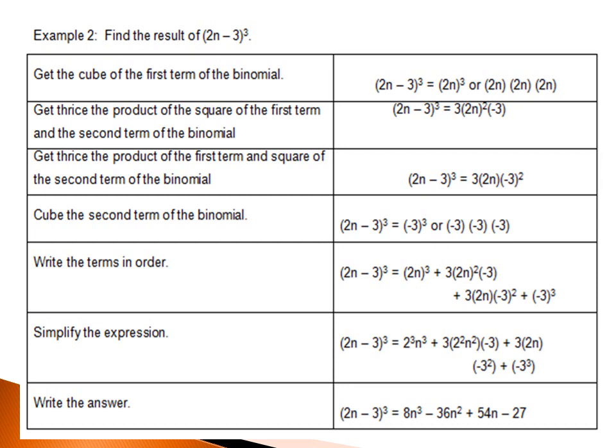Write the answer. We have 2 raised to 3, that is 8n cube, minus 3 times 2 squared, that is 4 times 3, that is 12 times negative 3, that is negative 36n squared, plus 3 times 2, that is 6 rather, times negative 3 squared, that is 9. So 9 times 6, we have 54n. Then negative 3 cubed, that is negative 27. So the answer is 8n cubed minus 36n squared plus 54n minus 27.